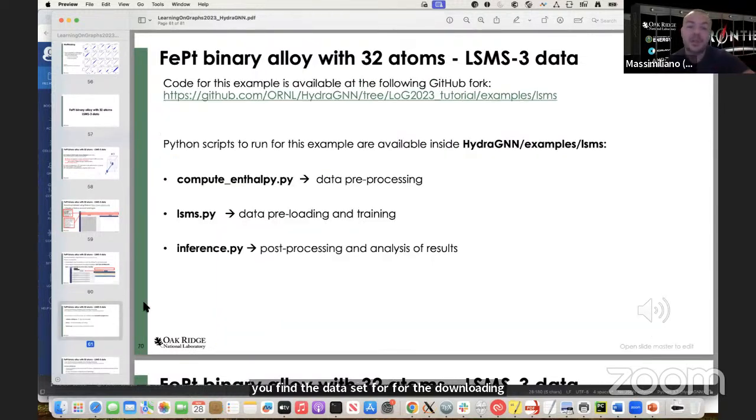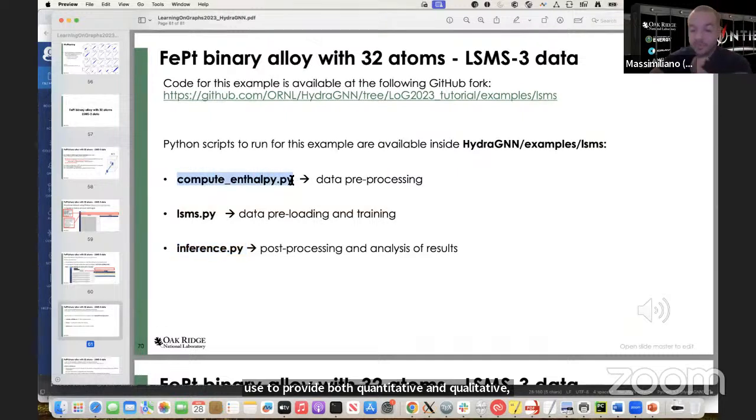Now, in this example, I'm going to run three Python scripts. The first Python script is for data preprocessing. The second Python script is for data loading and the training of HydrogenNN. And then I have a third Python script called inference.py, which I am going to use to provide both quantitative and qualitative diagnostics about the behavior of the model.